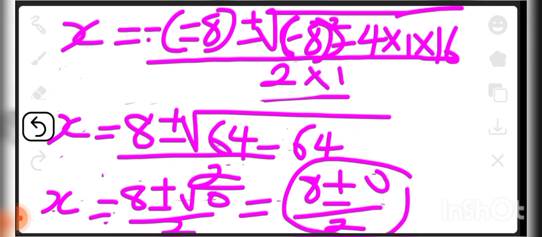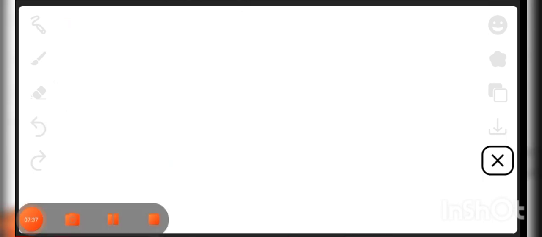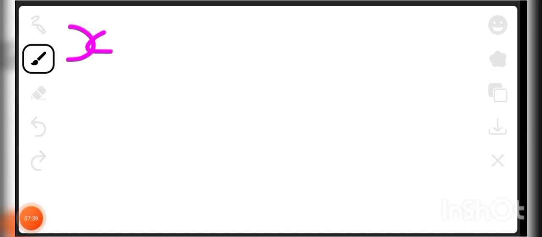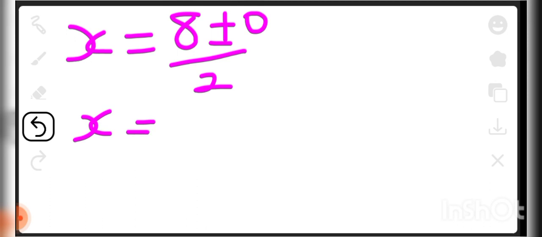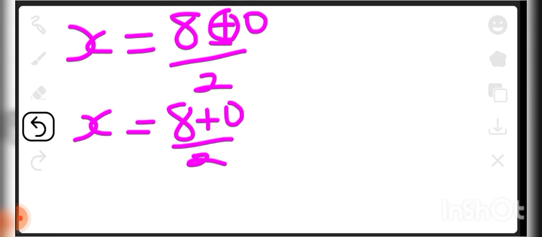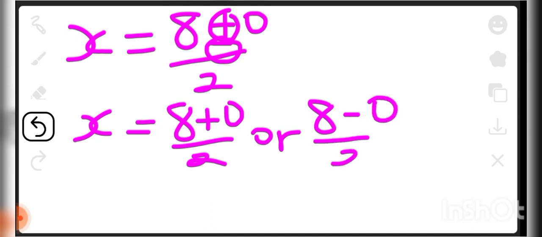So take note of that. Let me widen the board. So remember, we have x equal to 8 plus or minus 0 over 2. To get the final answer, x will now be 8 plus 0 over 2, then you take the minus again, 8 minus 0 over 2.